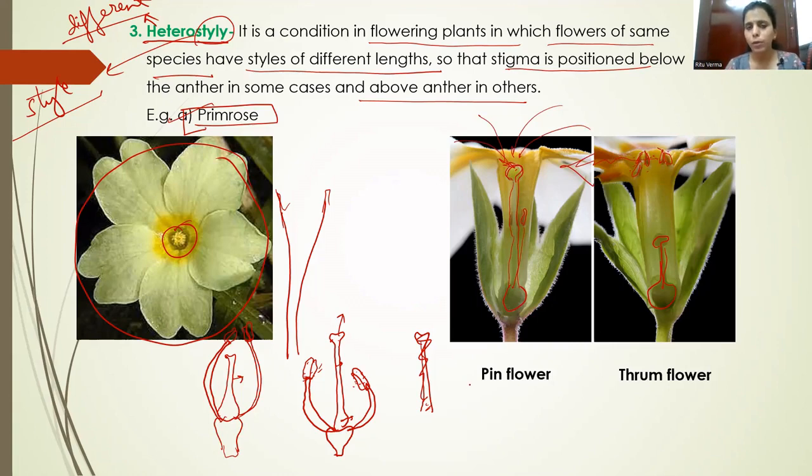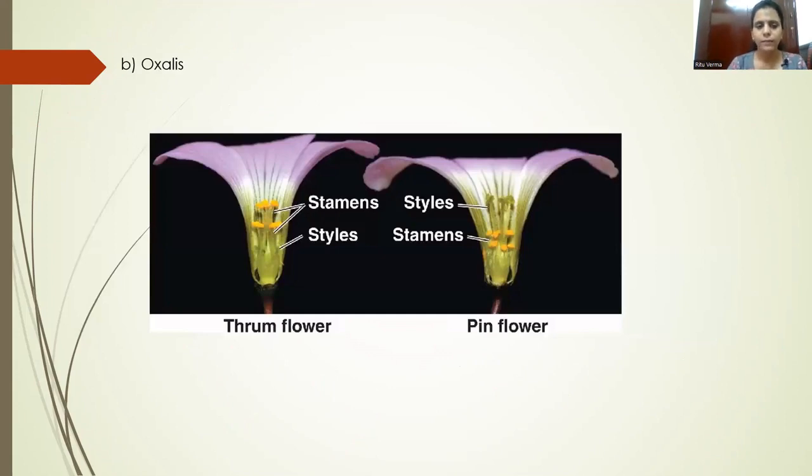Okay, and one more point to be noted here is this first type of flower where the style is longer compared to the filament. The stigma is positioned much above the anther and filament. Such a flower is known as a pin flower, and the second one is called a thumb flower. So, pin and thumb flower. In a thumb flower, the anther is positioned much above the stigma, and the length of the style is shorter. There's one more example, the oxalis flower.